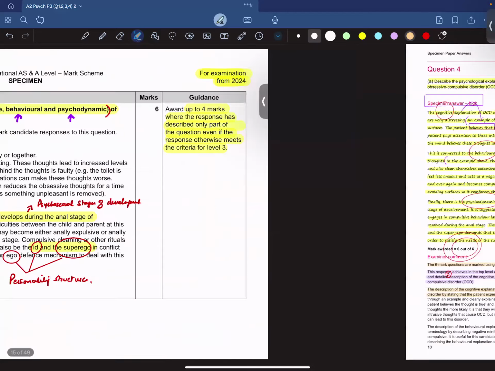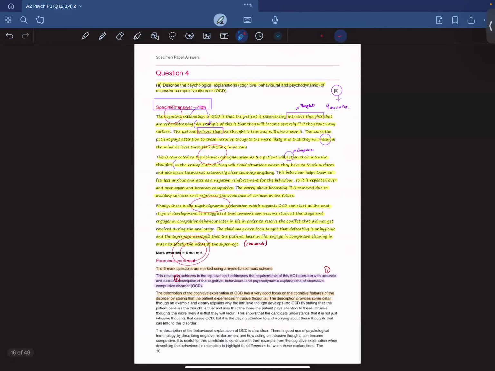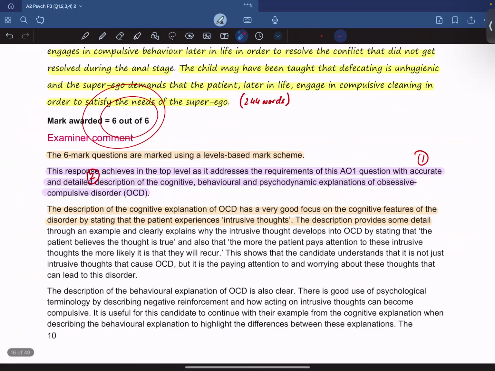I'll just show you something. Do you see this? Where they remind psychological terminology being used in an appropriate manner, psychological terminology. Now, I had highlighted this in green earlier so that I could help you and show it to you later. So yeah, taking this ahead, the description of the cognitive explanation of OCD has a very good focus on the cognitive features of the disorder by stating that the patient experiences intrusive thoughts.